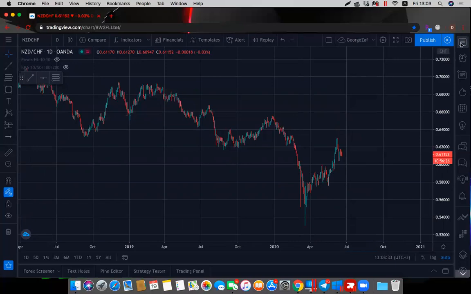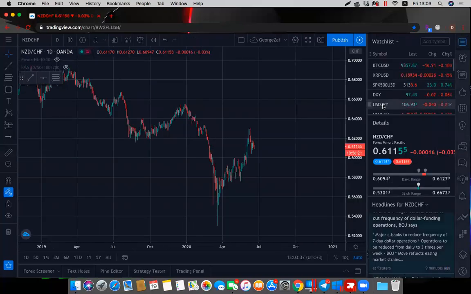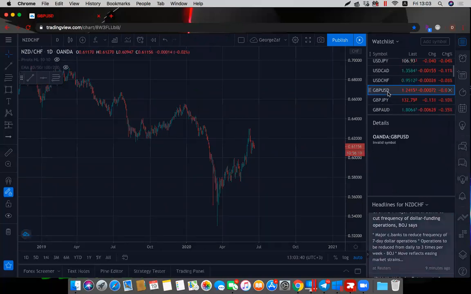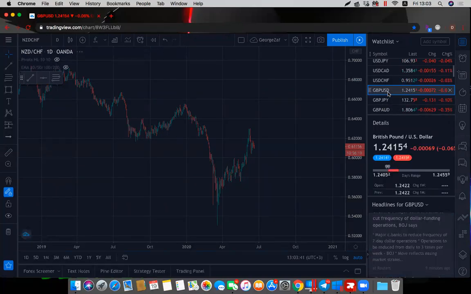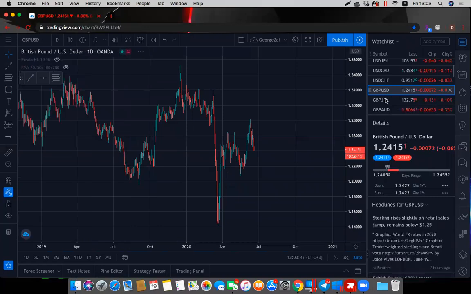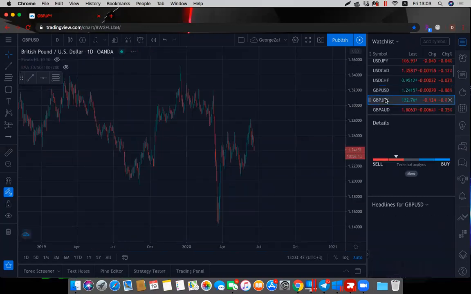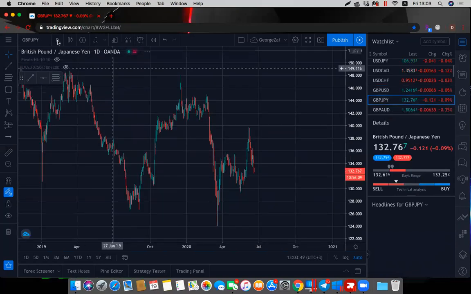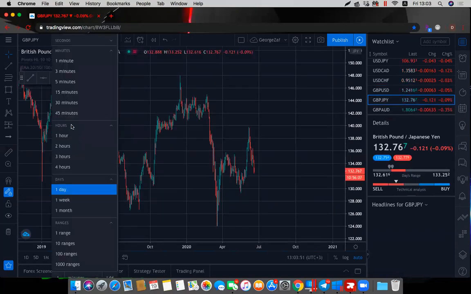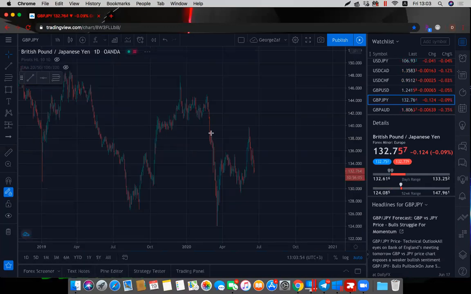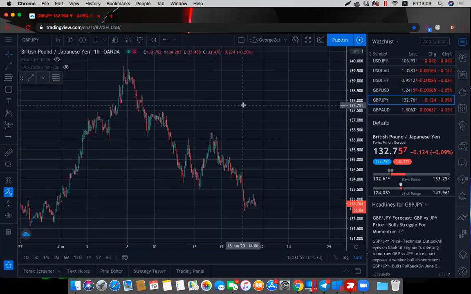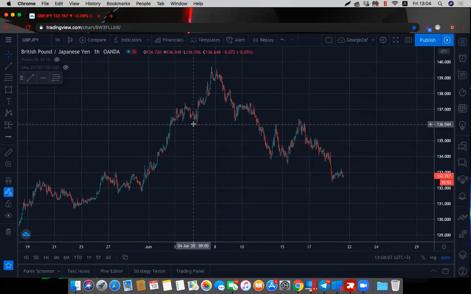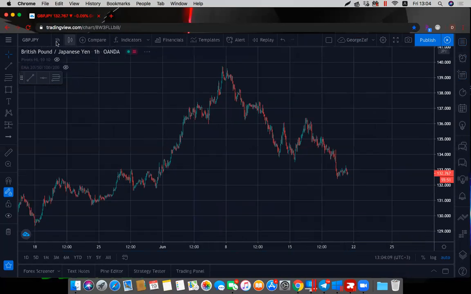I want to make another one, for example, one of my favorites. Okay, GBP USD. This is the daily chart. Okay, let's check this in the 1 hour chart. First, obviously a downtrend. Okay, GBP JPY. I'm closing this. And look at this. Okay, let's go.